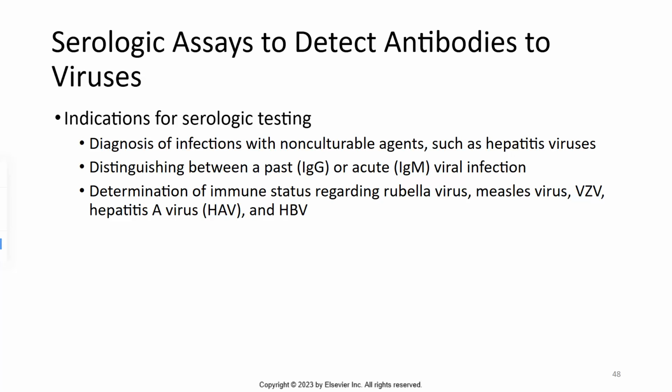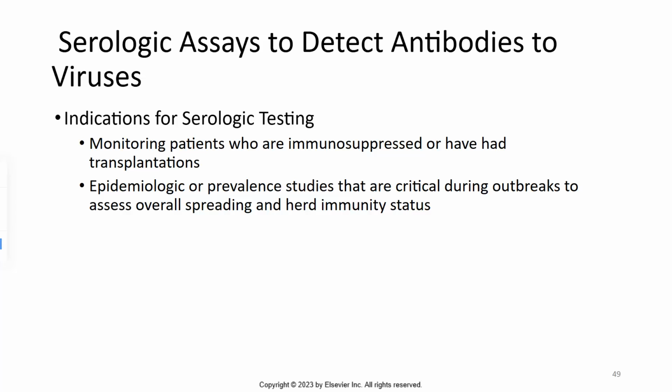Indications for serological testing: diagnosis of infections with non-culturable agents such as hepatitis viruses, distinguishing past IgG or acute current IgM viral infection, determination of immune status regarding rubella virus, measles, varicella, hepatitis A and hepatitis B, monitoring patients who are immunocompromised, epidemiologic or prevalence studies.